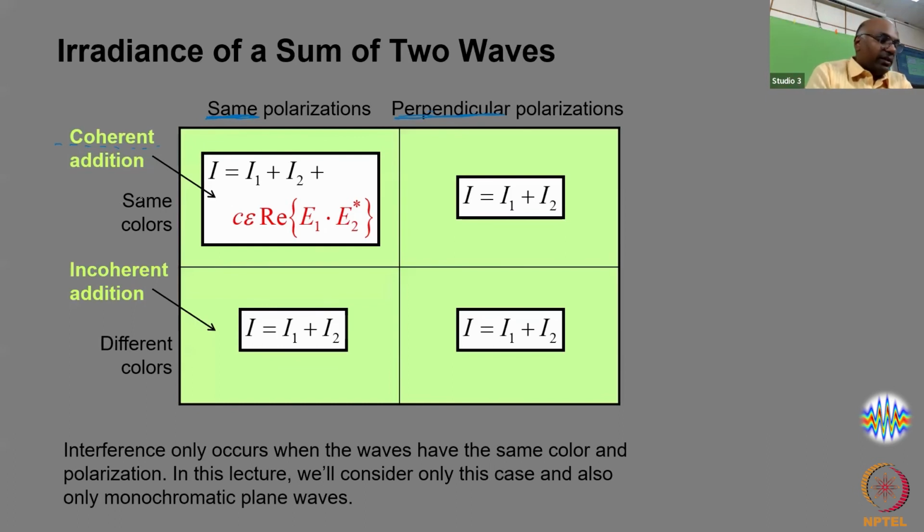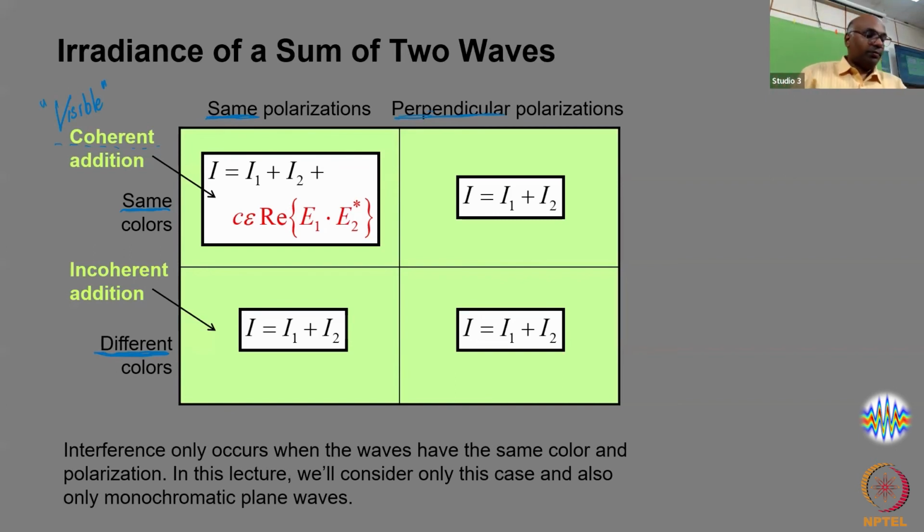Then on the vertical axis, we have the scenario where the frequencies of the two waves are the same. Somewhat loosely speaking, we call the frequency or the wavelength being identical the same color, whereas the second option is different frequencies or colors for the two waves. Now, coherence, I said, corresponds to interference being visible or measurable by whatever be your detector, the human eye or any other.